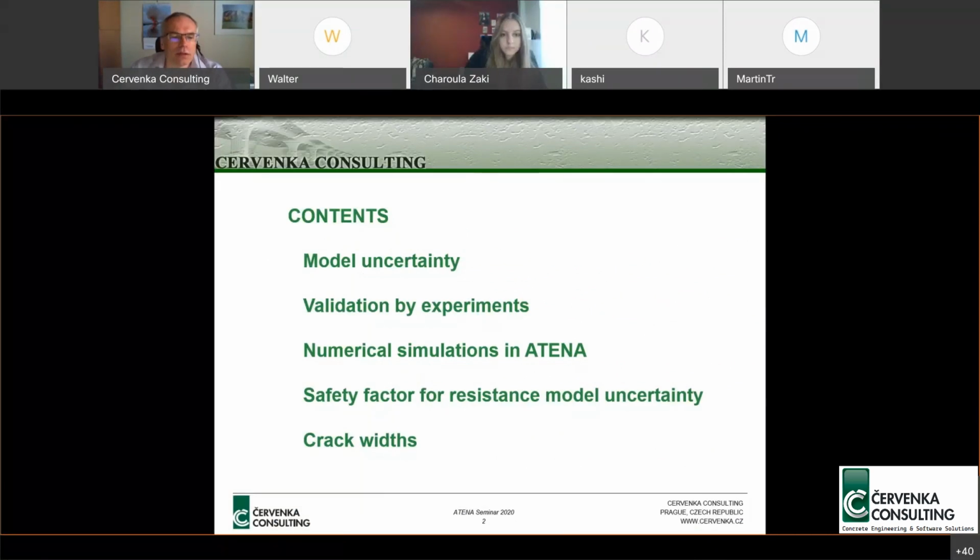Most of the topic will be focused on ULS, that means the ultimate limit state. But I will also briefly mention the service limit state, mainly the crack width.